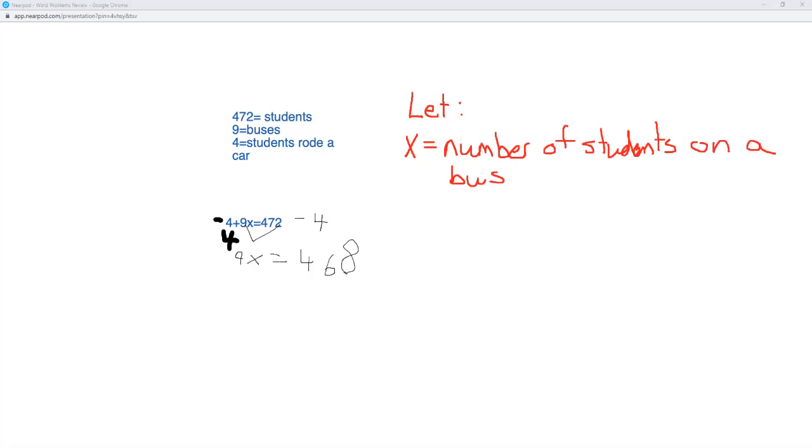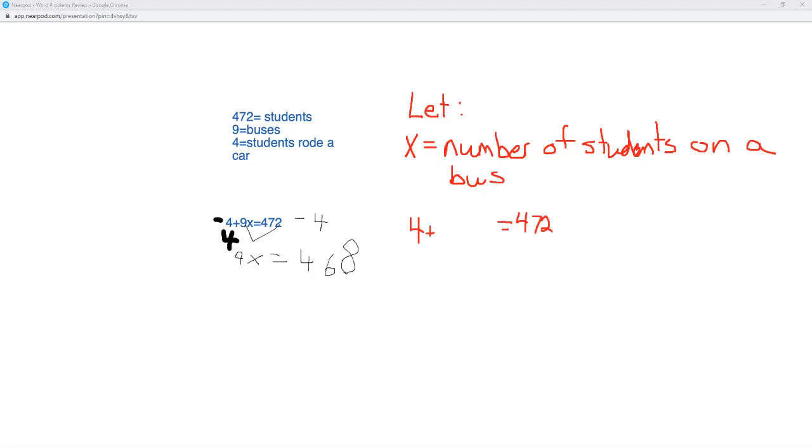All right, number of students on a bus. So now we have to figure out how to set up our equation. So we know if 4 of these students rode in a car, they're just off by themselves. Okay, there's no multiplication. You're just adding these 4 students on, right? And we know that there were 472 students on the trip total. That's going to be on the other side of the equal sign.